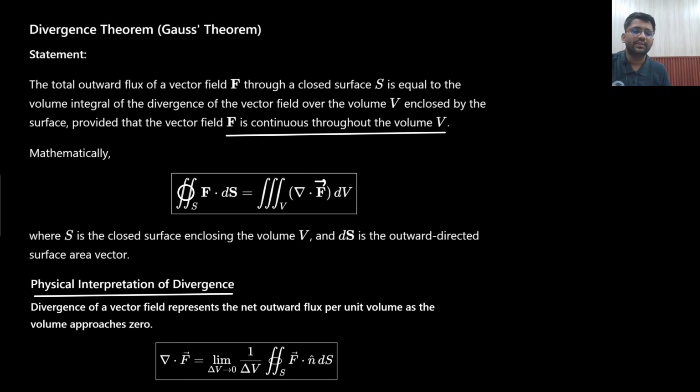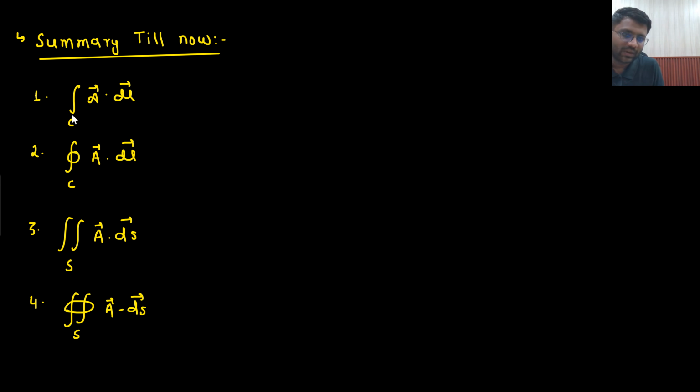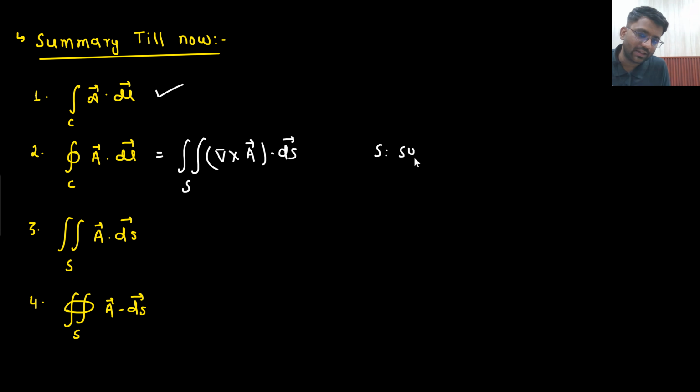Now till this point in this lecture, what we have seen? Open line integral A dot dl. No theorem is there. Directly you need to work through the line P to Q, Q to R in that manner. Now closed line integral A dot dl could be replaced as del cross A dot ds, right? Where S is the surface area enclosed by the closed line.